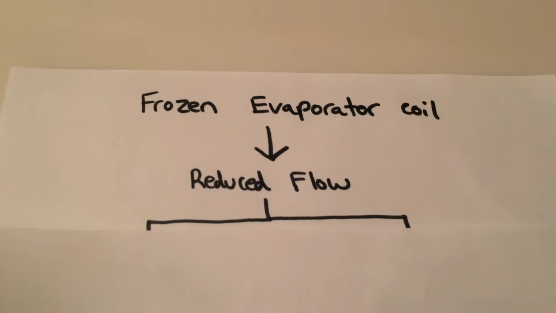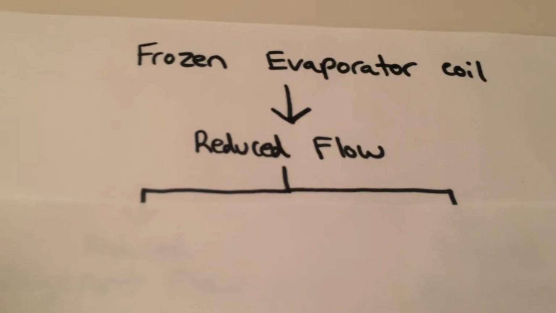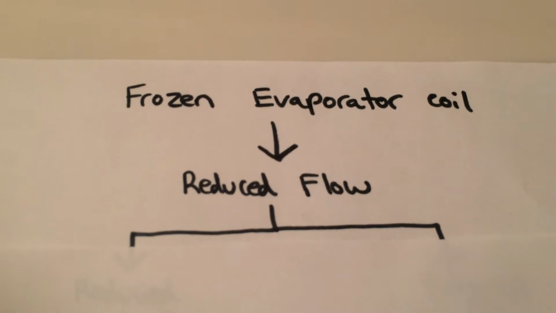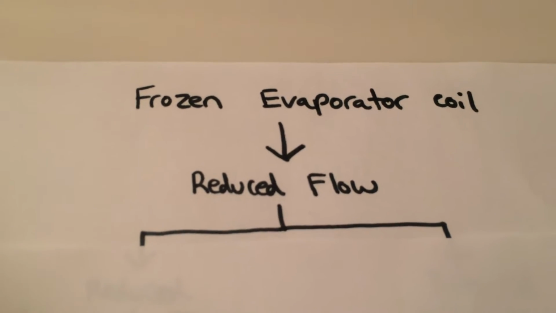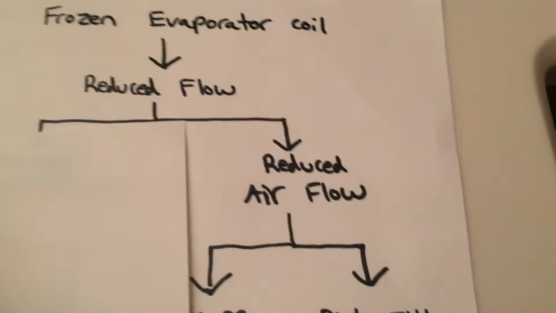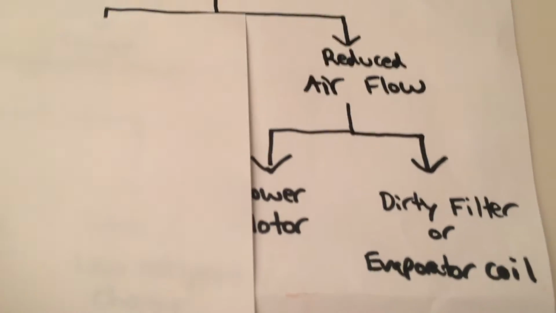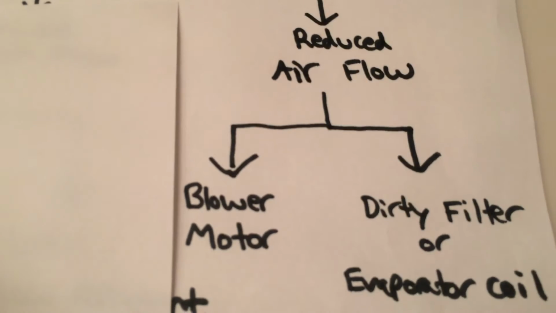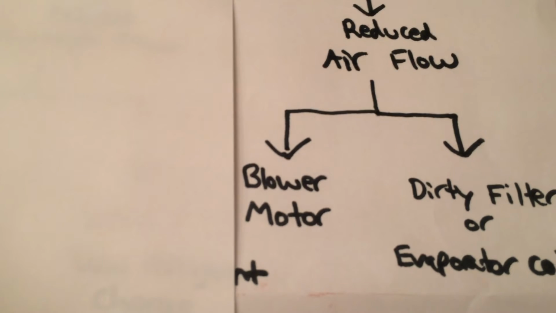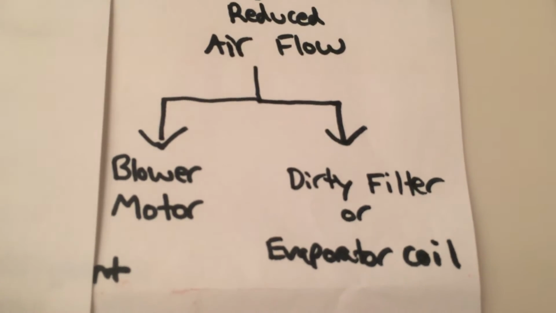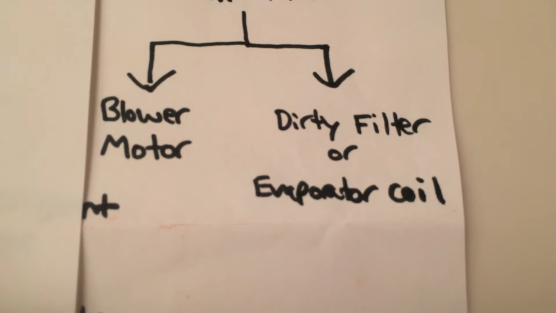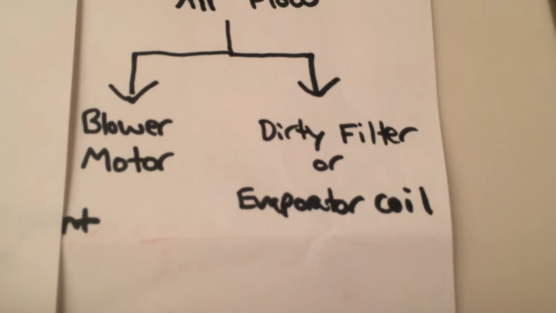So the way I think about it is reduced flow is why it freezes. And there can be two causes, or two different categories, of reduced flow. We're going to start with reduced airflow, and this could be caused by the blower motor running too slow or not running at all, or a dirty air filter, or a dirty evaporator coil from a missing or improperly placed filter.